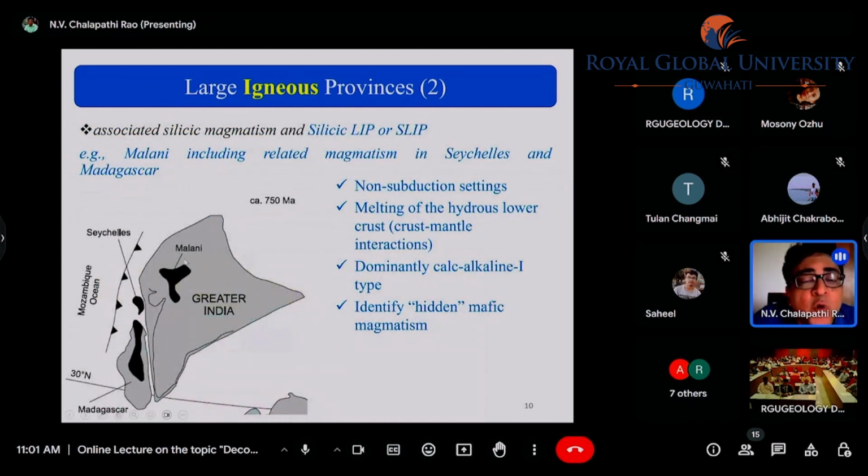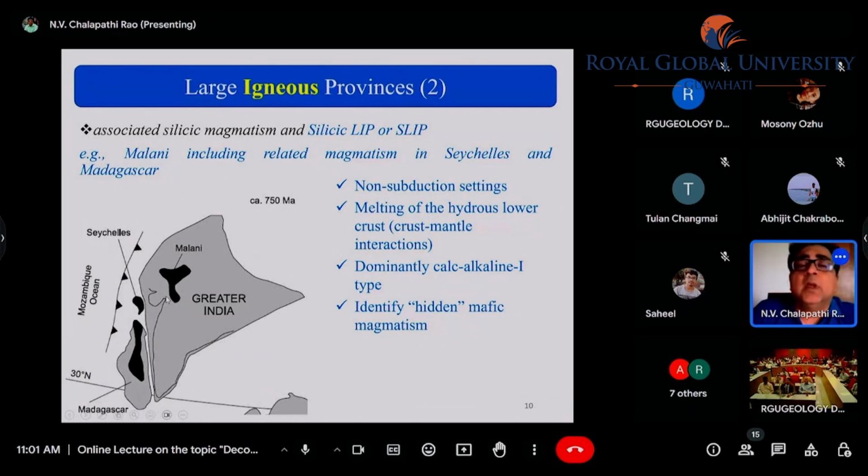This is the Malani. If you go to Rajasthan, the Aravalli Craton, you find plenty of these silicic volcanics associated with mafics. They are Neoproterozoic in age, around 750 million years. We call them Malani igneous rocks. People believe they formed when India, Madagascar and Seychelles were separating, and this magmatism happened in the initial breakup. You can find this type of Malani volcanics in today's Madagascar and also Seychelles. So when all of them were together, these Malanis erupted, and later Madagascar and Seychelles separated from India.